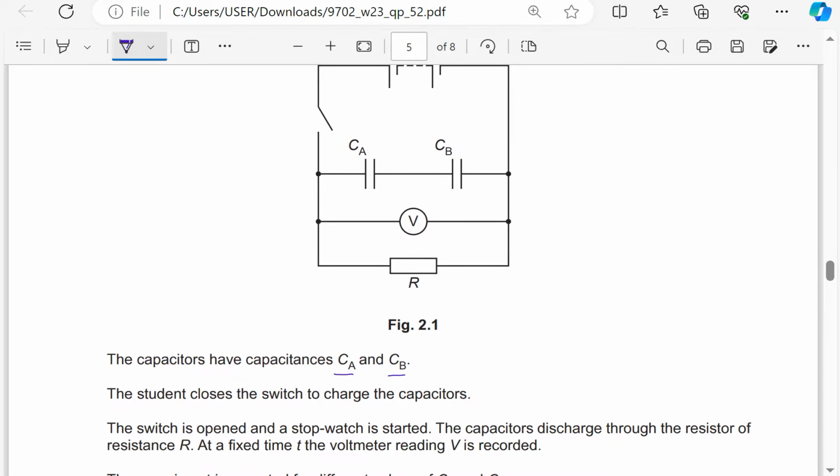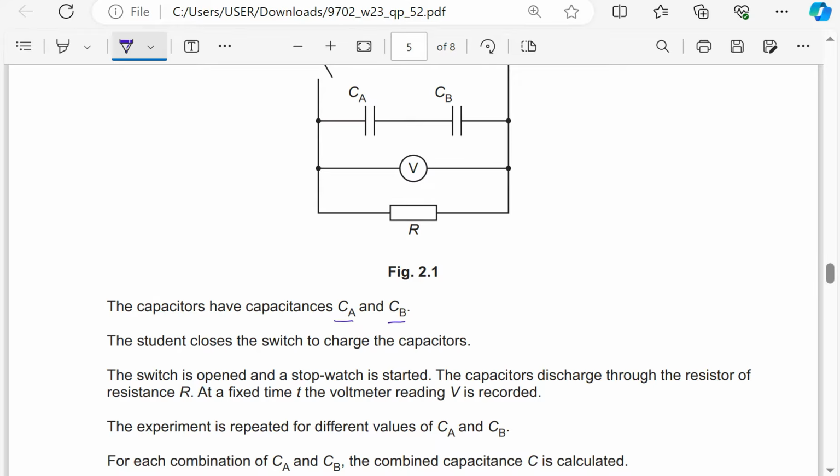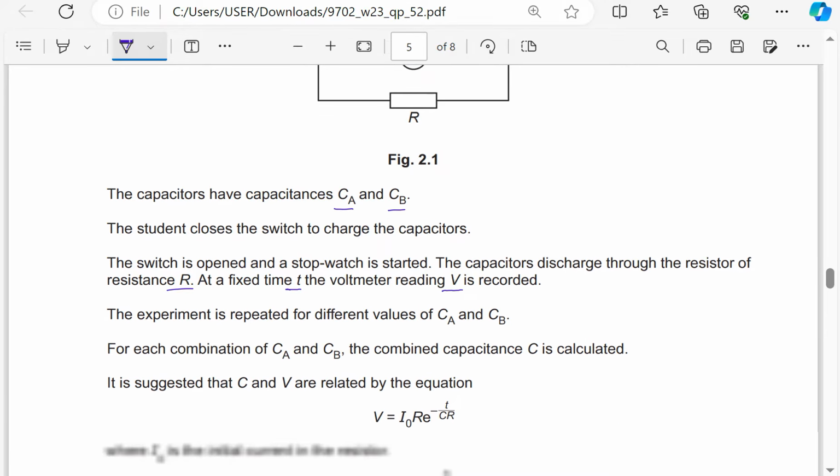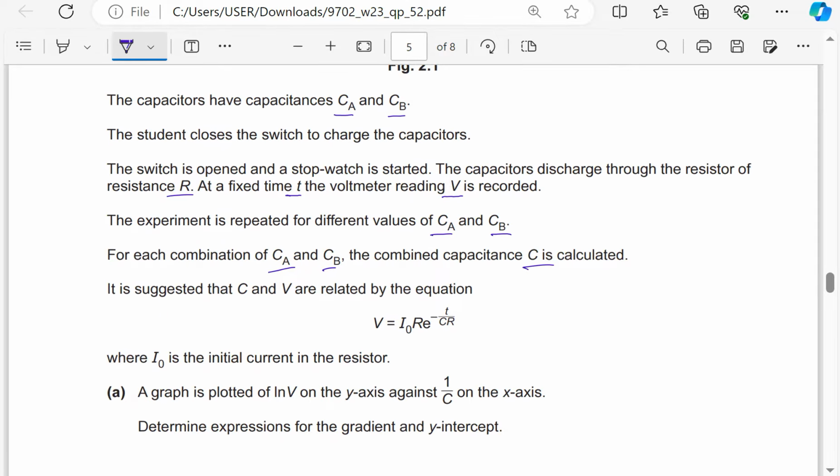Capacitors in series are obtained from product over the sum. The student closes the switch to charge the capacitors. The switch is opened and a stopwatch is started. The capacitors discharge through the resistor of resistance R. At a fixed time t, the voltmeter reading V is recorded. The experiment is repeated for different values of CA and CB. For each value of CA and CB, the combined capacitance is calculated. It is suggested that C and V are related by the equation.